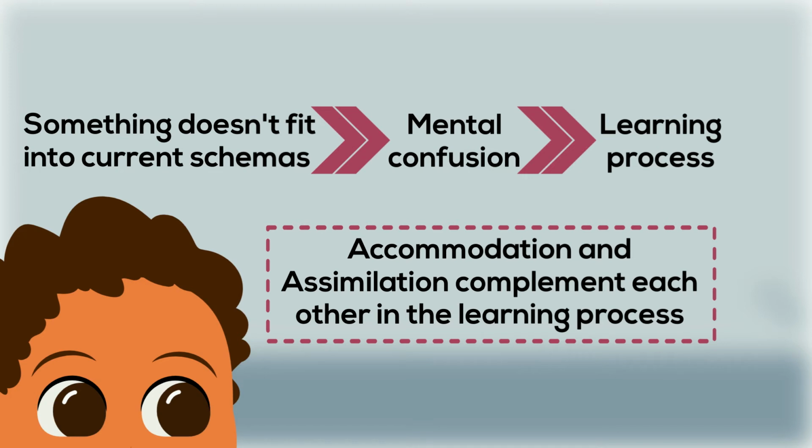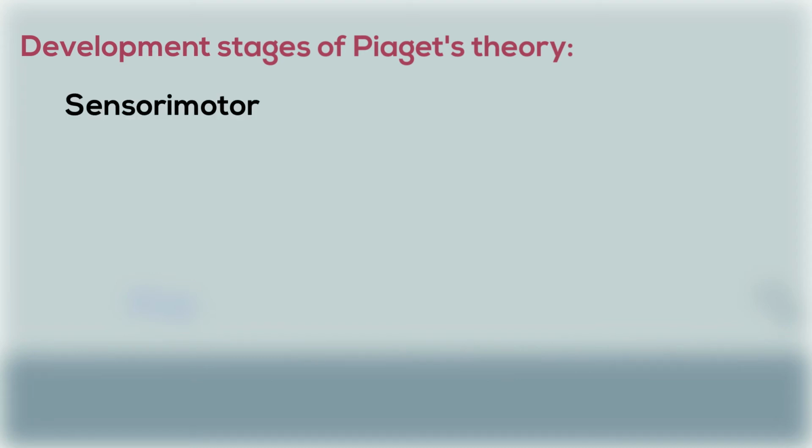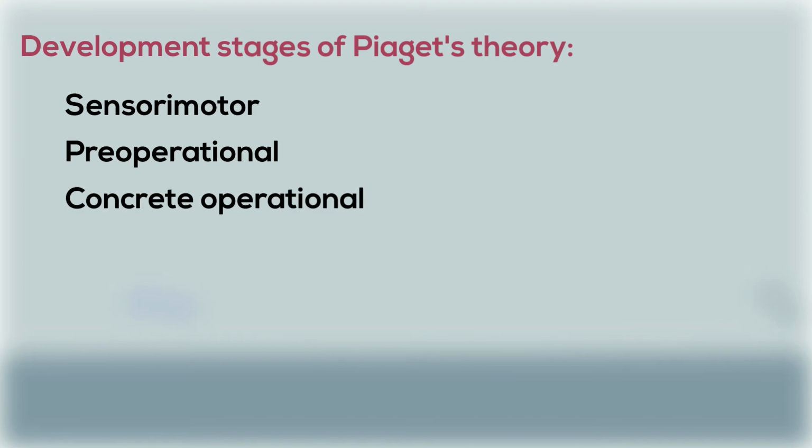Let us now take a look at the development stages of Piaget's theory. Piaget believed that children pass through 4 stages in the construct of knowledge. These are categorized as sensory-motor, preoperational, concrete operational, and formal operational stages.